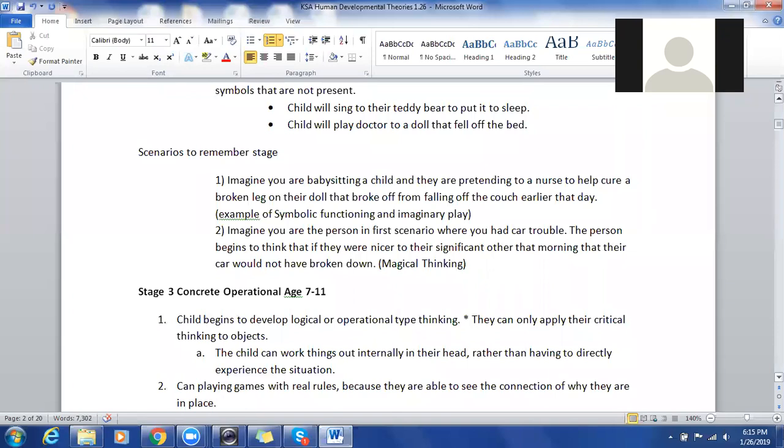And then the second example to exhibit the second milestone of magical thinking is imagine you're the person in the first scenario that had car trouble. The person begins to think that if they were nicer to their significant other that morning, their car wouldn't have broken down. Or another example, let's say somebody goes into their LCSW exam, since the majority of you guys are taking that exam, I'll use that one. And they pass. And they're like, oh my God, I passed because I bought someone coffee before I got here. You passed, which is great, but the reasoning behind it is not entirely true.